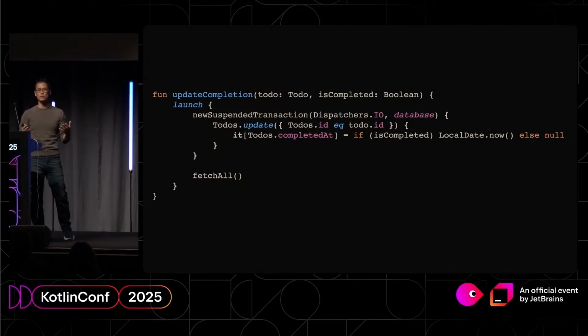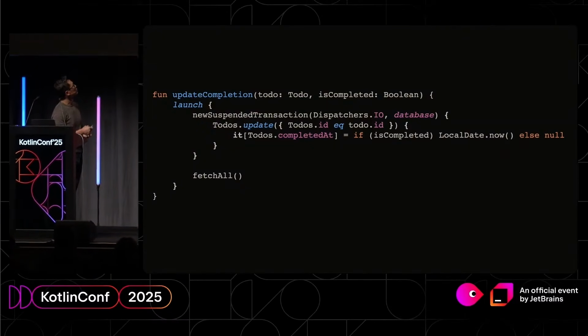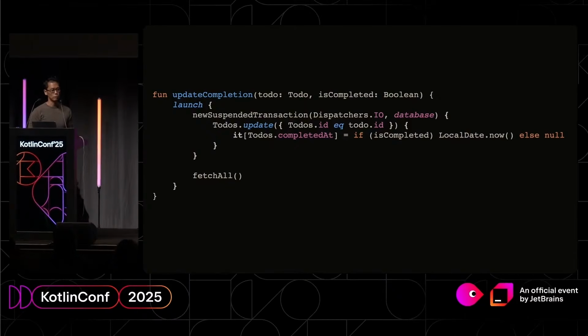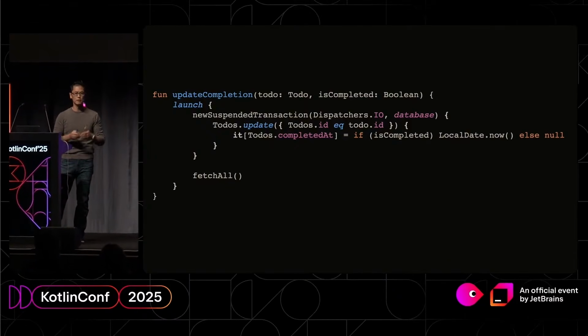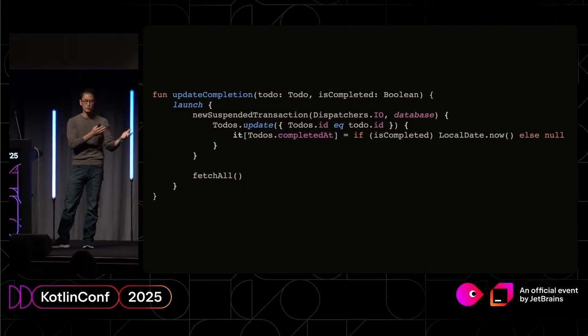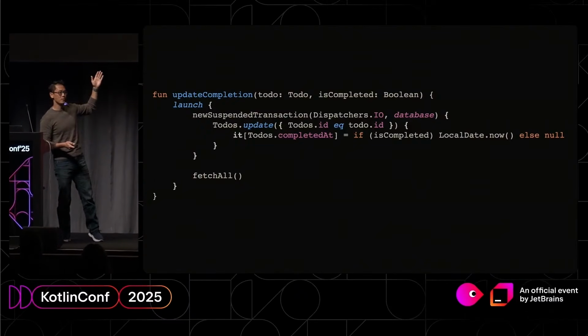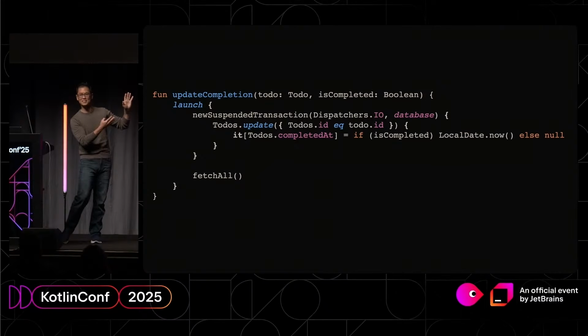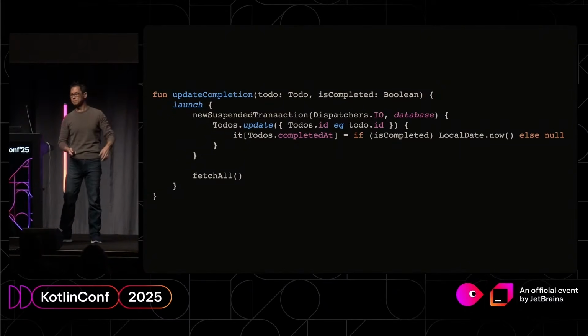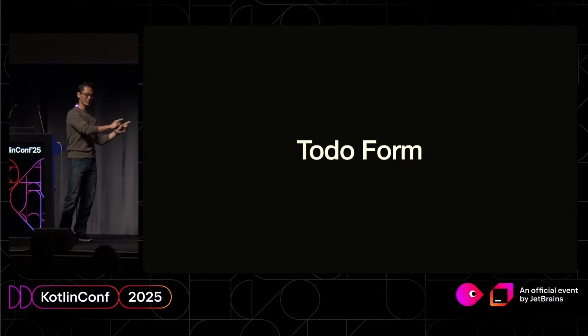This is the Exposed version of how to update a record, and it's very easy. You do a coroutine launch, just like you normally would. You start a suspended transaction, and then you run an update with todos.update. You pass in basically the where clause of what you want, and then you set the operation. In this case, we say the completedAt is either going to be null or the date. That's it. And then I do a fetch here, which I'm not sure is the right place to put it, but it refreshes the list. Pretty straightforward.